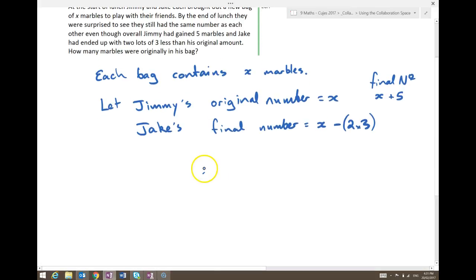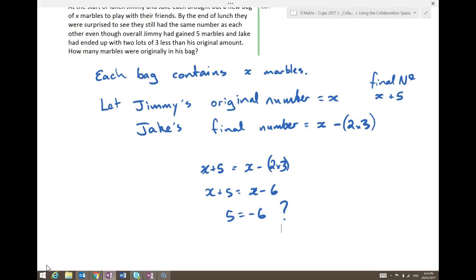So what they're trying to say is that they ended up with the same number. So that would be X plus 5 has to equal X minus 2 times 3. Here we've got X plus 5 equals X minus 6. Well, you can see if I subtract X from each side, I've got 5 equals negative 6, and this is a problem that doesn't make any sense, and I don't know why they asked it to you. Let's see if we can figure out what they were actually trying to ask us.